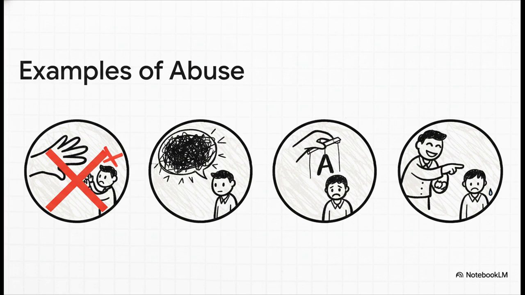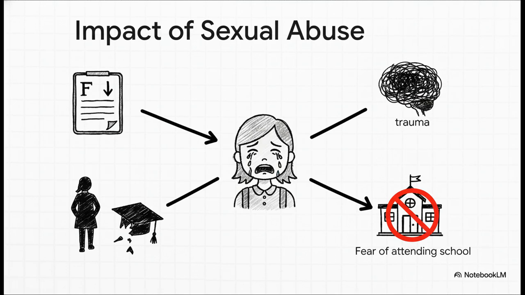other students. And the fallout from this kind of abuse? It's just devastating. It causes deep emotional trauma, makes students terrified to even go to school, and no surprise, their grades suffer. For a lot of students, especially girls, it's the reason they leave school and never come back.